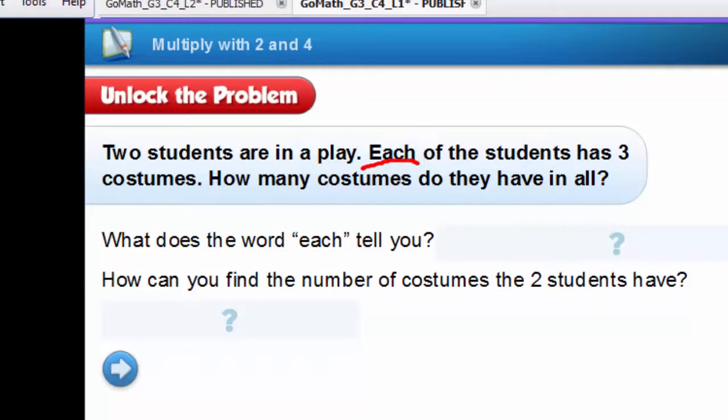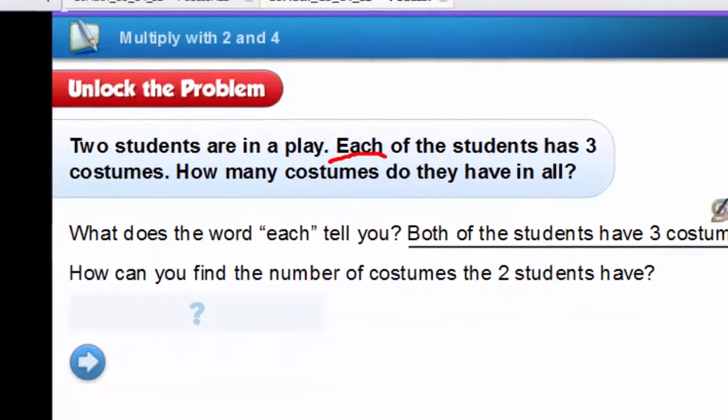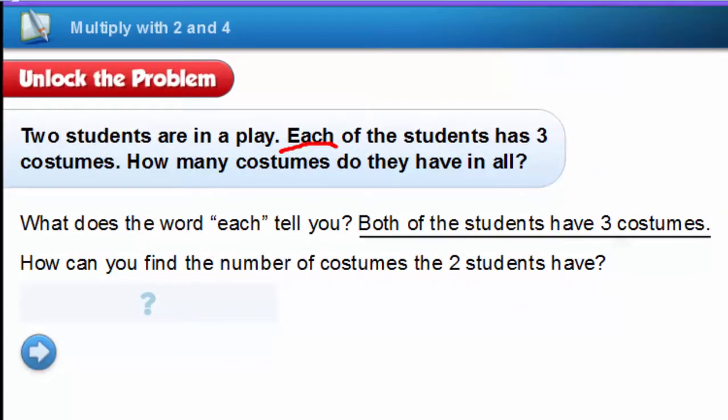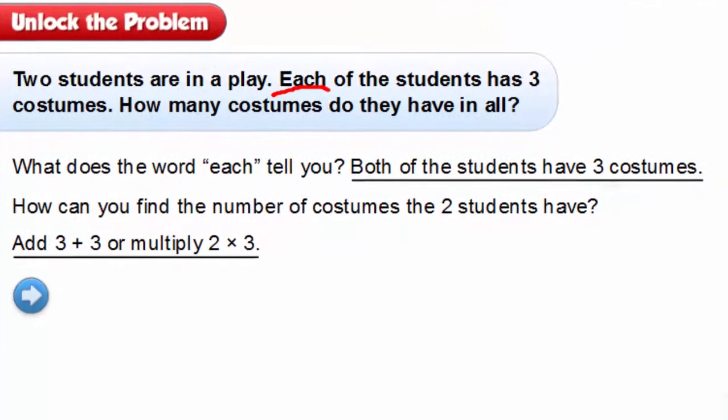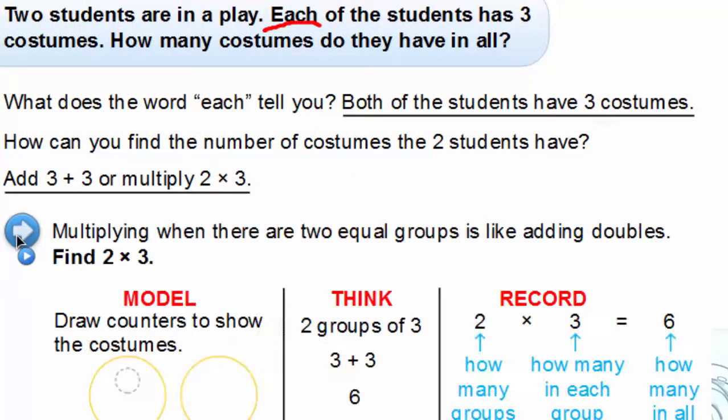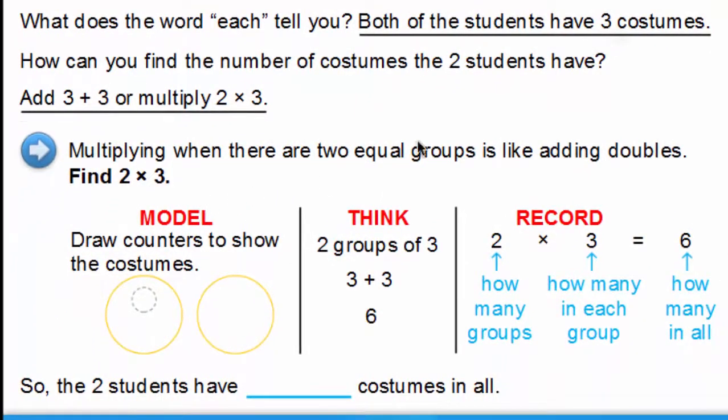What does the word each tell you? That both of the students have 3 costumes. Good. How can you find the number of costumes the 2 students have? You can add 3 plus 3, or since they are equal groups, you can multiply 2 times 3. Good job. Multiplying when there are 2 equal groups is like adding doubles. Find 2 times 3.